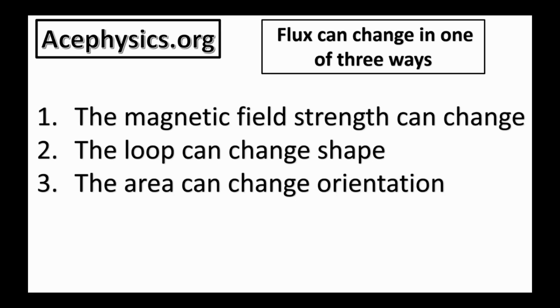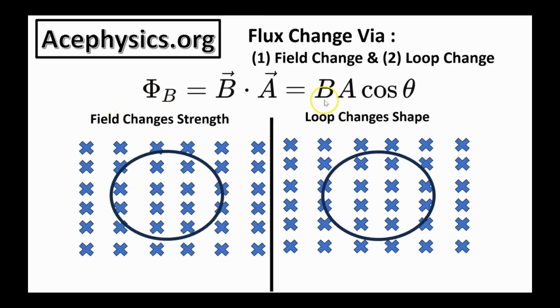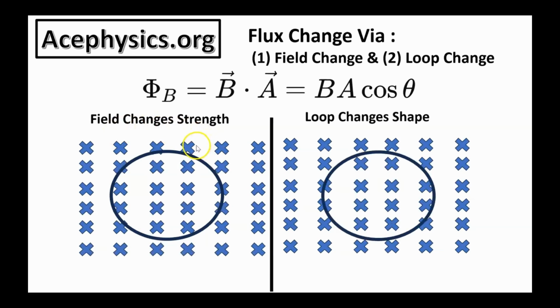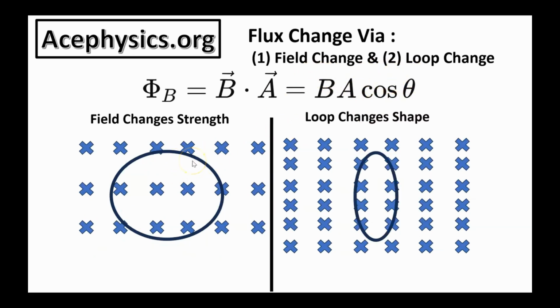Finally, I want to discuss that flux can change in one of three ways. Flux is equal to B times A times cosine of theta. Let's focus on the left first. The field changes strength. If I change the field strength, you can see that the flux will change because the magnetic field is changing. The area stays the same and the cosine of theta stays the same, but the magnetic field changes, and in this case the magnetic field gets weaker, and so the flux decreases.